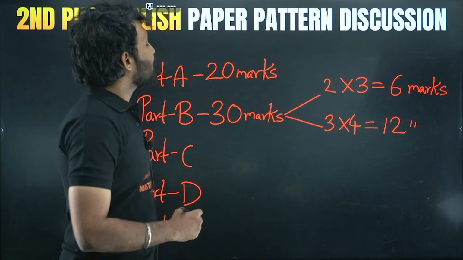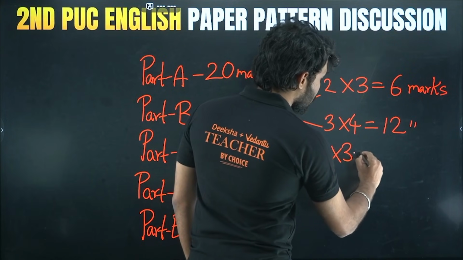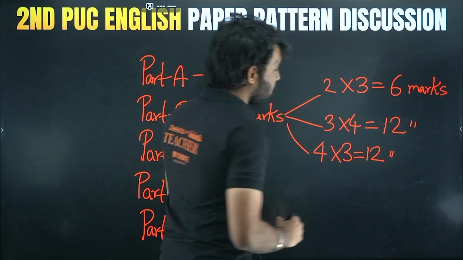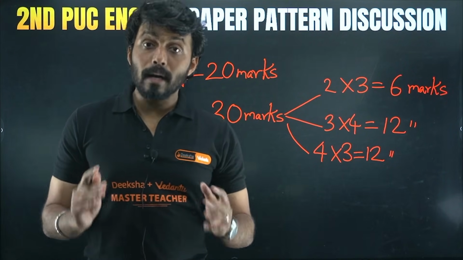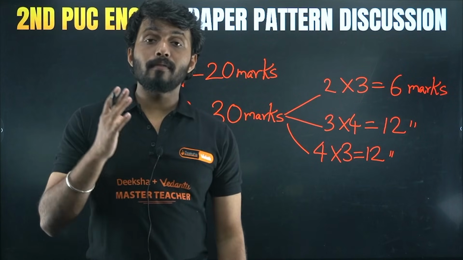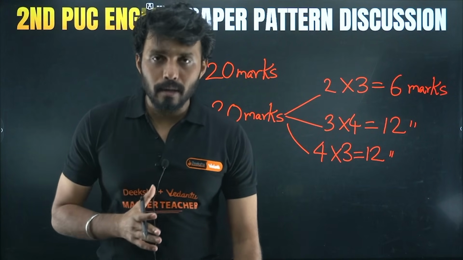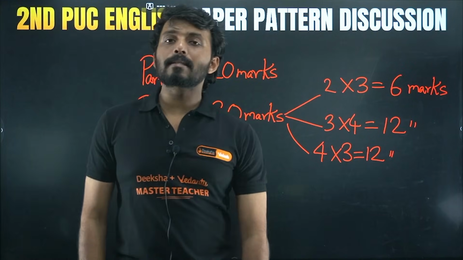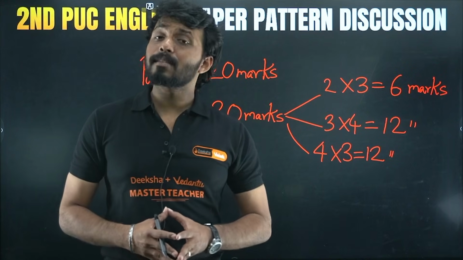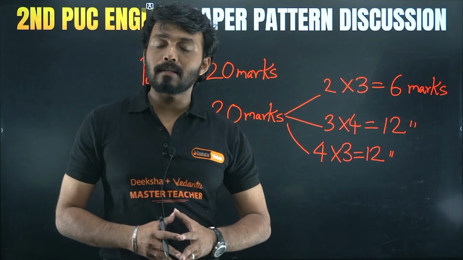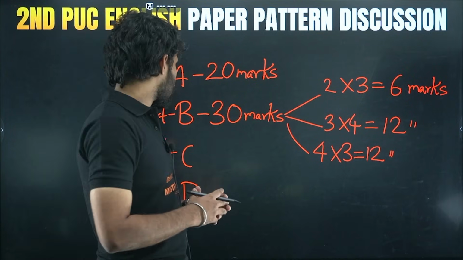Moving on, the next is the 4-mark question. The 4-mark question should be answered in not less than 100 words. I repeat, the 4 markers should be answered in no less than 100 words. You have to answer at least any 3 of the 4-mark questions given to you. In total, you may get 4, max 5 questions. You have to mandatorily answer at least 3 of the questions given to you.